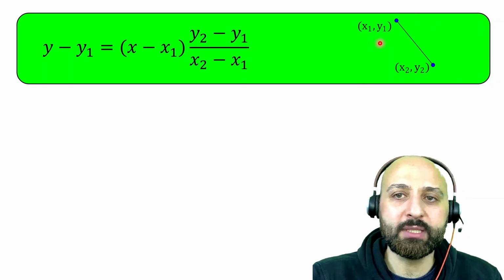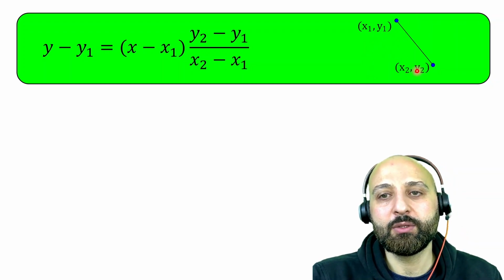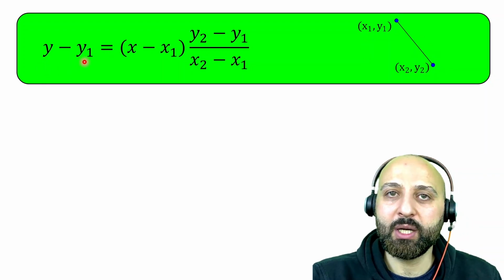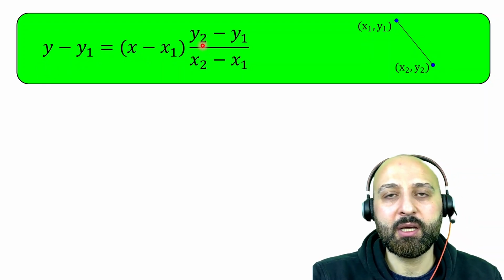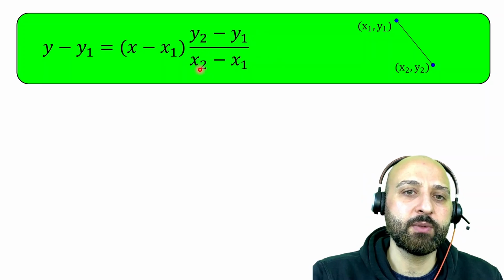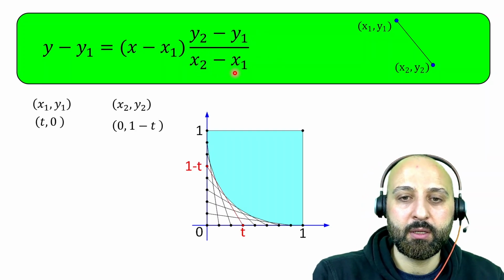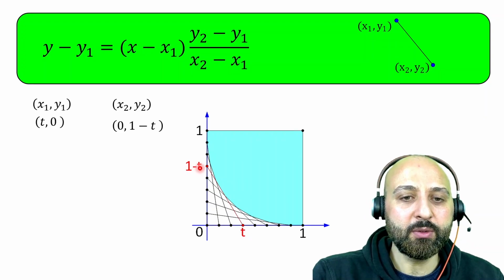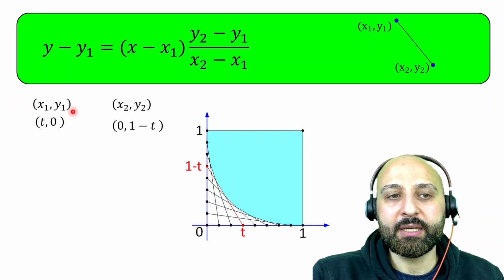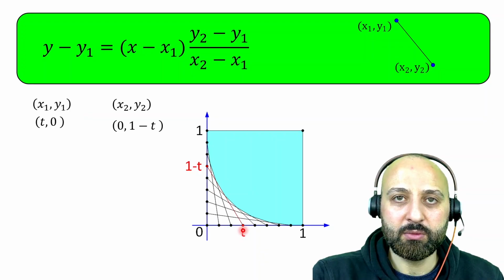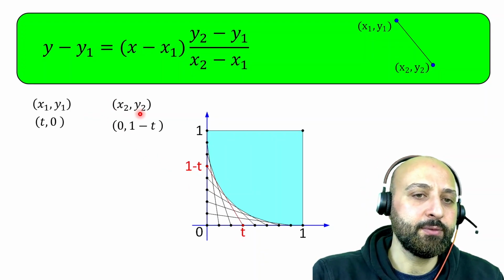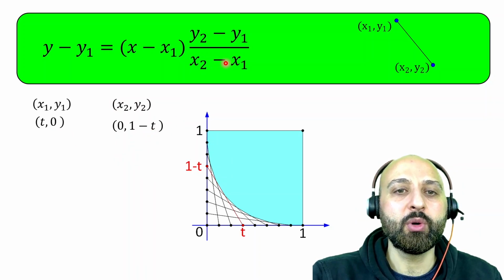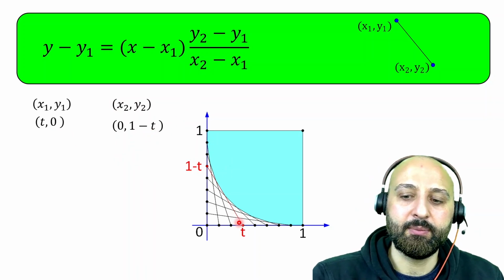Obviously, if you have 2 points in a plane, x1, y1 and x2, y2, we can find the equation that connects these two points. y minus y1 is equal to x minus x1 times the slope, y2 minus y1 divided by x2 minus x1. So in this case, we know that we connect point t to point 1 minus t. Therefore, x1, y1 will be t and 0. So x is t, y is 0. And for the second point, x is 0, y is 1 minus t. So I can use these 2 points to find the equation of this line.